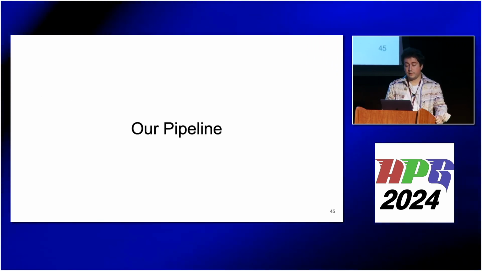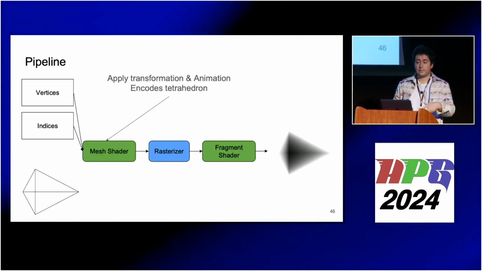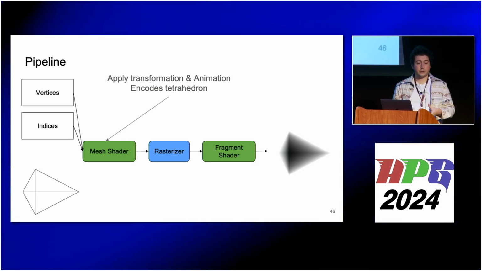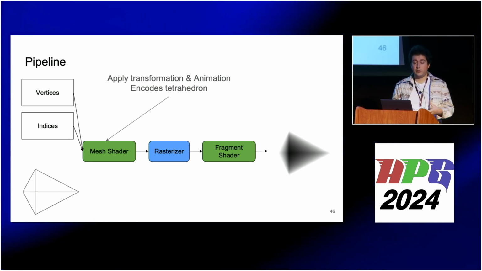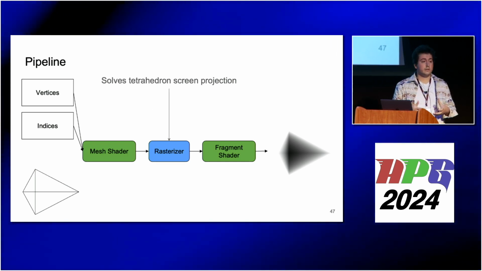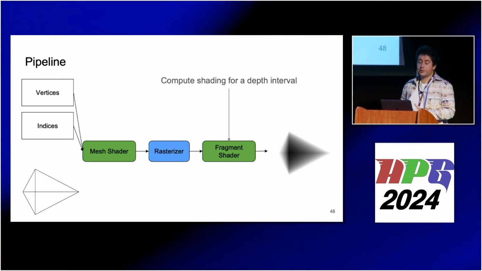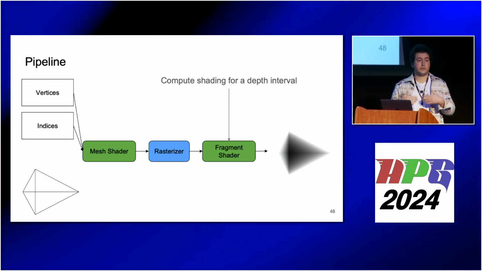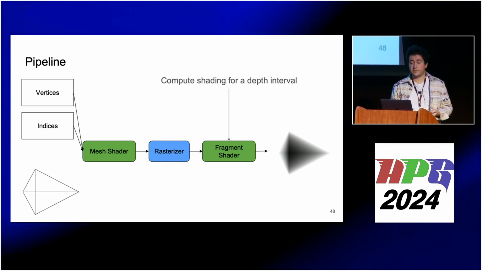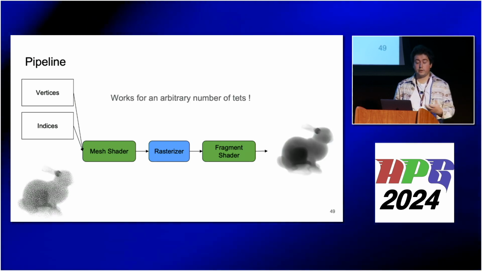Finally, if we summarize our pipeline, as an input, we have vertices and indices that represent the tetrahedron. Then we have the mesh shaders that apply transformation, animation, and then encode the tetrahedron in a way such that the rasterizer will be coerced into solving the screen space projection of the tetrahedron for us. Finally, the fragment shader receives the depth intervals, so the depth of the front and back faces, and can do its shading in this band. So it works for a single tetrahedron, but it also works for an arbitrary number of tetrahedra.